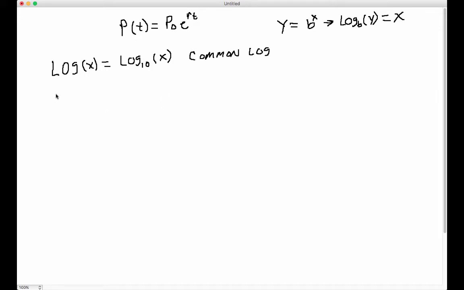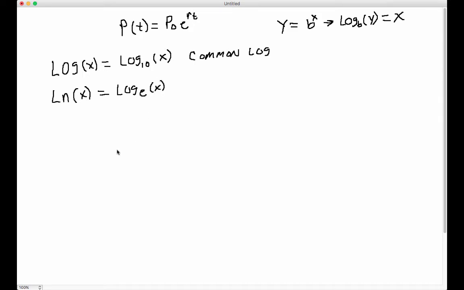But Mother Nature, she doesn't work in that. She works in different bases. In particular, she works in logarithme naturel, or ln, for the natural logarithm. And ln of x is defined to be logarithm base e of x.